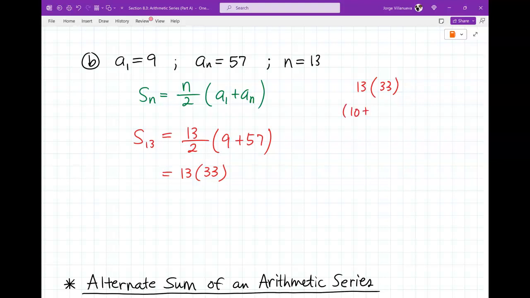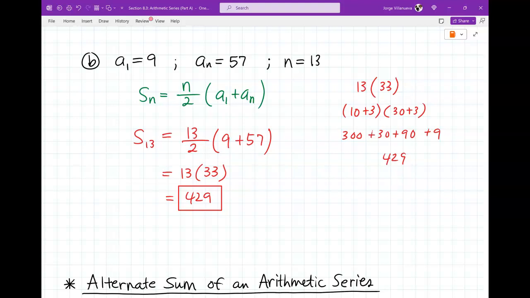Anybody ever do it like this? Has anybody ever done that before? You could, right? Just FOIL. So 10 times 30, that's 300. 10 times 3, that's 30. 3 times 30, that's 90. And 3 times 3 is 9. So what is that? 120, so it's 429. I do that sometimes when I'm trying to do big math in my head. I try to break it down into binomial times a binomial. You can do that anytime you want.